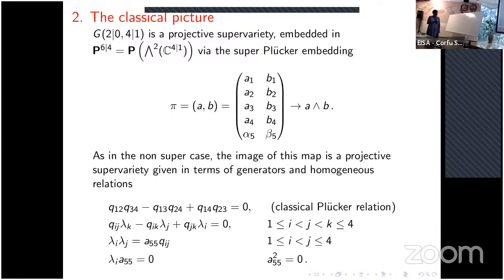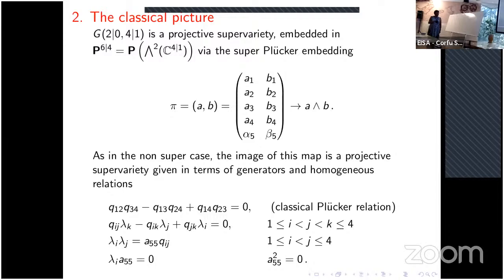What we have to do is to consider the antisymmetric tensors of order 2 of the space C^{4|1}. This space C^{4|1} will be the twistor space, the space where SL(4|1) acts. And consider the projective space over this vector space. This will give me the projective space with six even coordinates and four odd coordinates. The super-Plücker embedding takes a plane spanned by the vectors A, B, and gives me just the wedge product of A and B. So it is a map into this space here.